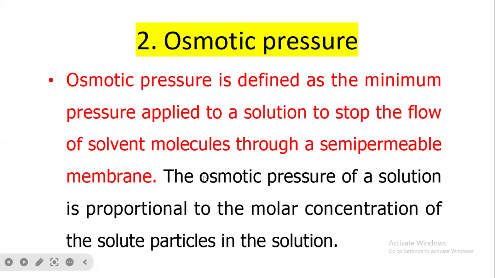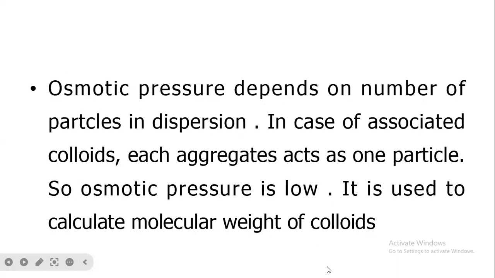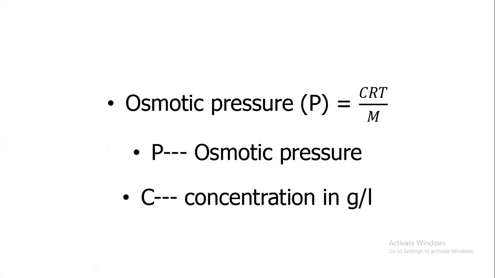Osmotic pressure is defined as the minimum pressure applied to a solution to stop the flow of solvent molecules through a semipermeable membrane. The osmotic pressure of a solution is proportional to the molar concentration of the solute particles in the solution. Osmotic pressure depends on the number of particles in dispersion. In case of associated colloids, each aggregate acts as one particle, so osmotic pressure is low. It is used to calculate the molecular weight of solids.